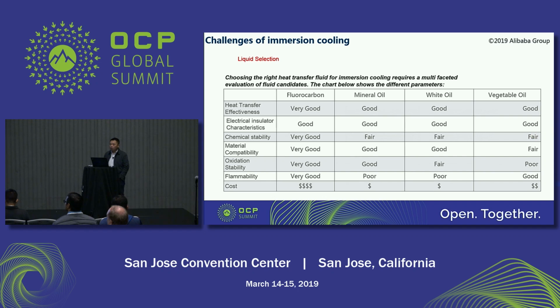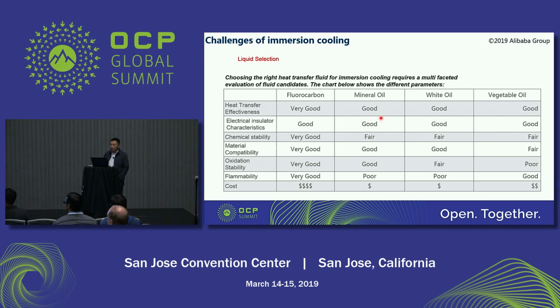Firstly, all fluids are considered non-toxic and non-hazardous. The fluids were compared along parameters of heat transfer, electronic insulation, chemical stability, material compatibility, oxidation stability, flammability, and cost. Then the comparison shows that fluorocarbon fluids are efficient, safe solutions for immersion cooling.